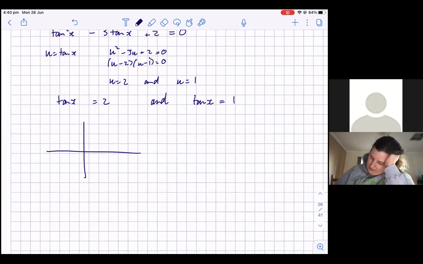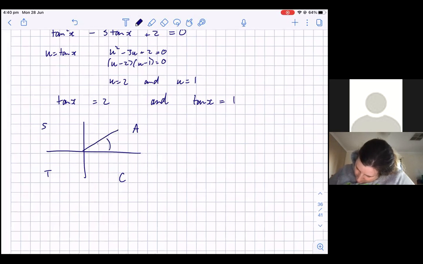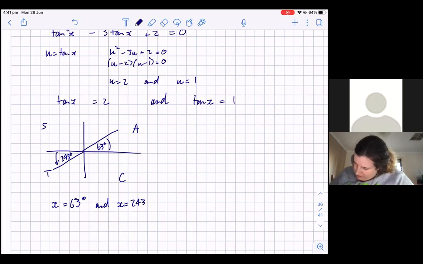So if I do arctan of 2, then that's like 63 degrees. The other answer is 243 degrees. So x equals 63. I'm not being very accurate. I've lost all my decimal places, but I'm just doing it to the nearest degree. Tan x comes out as 1. We know, or we should know, that that's 45, which means the other one is 225.